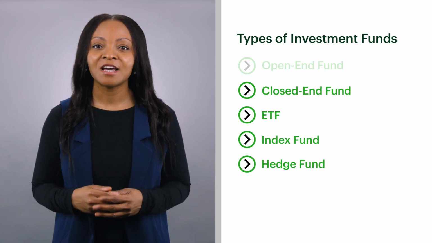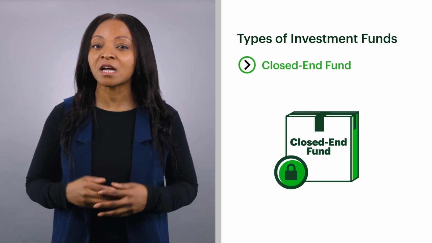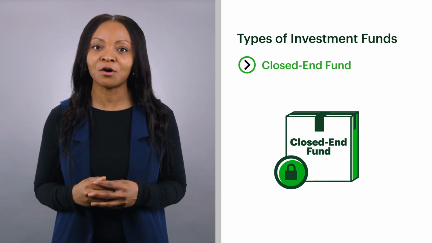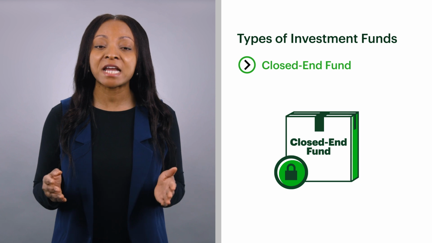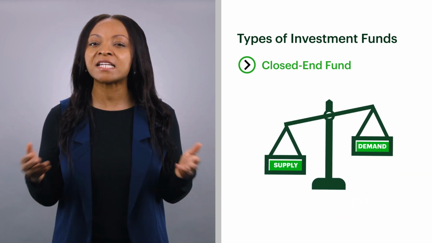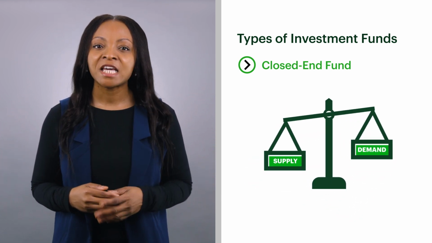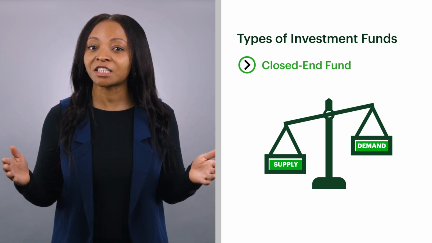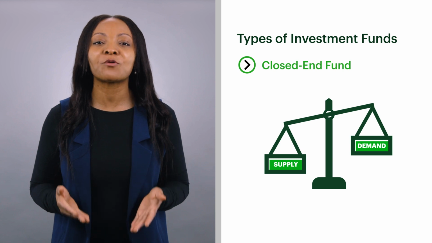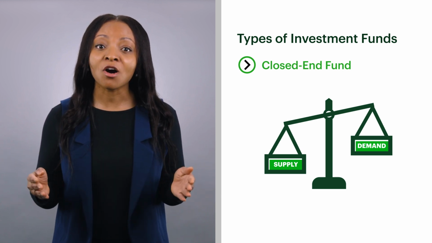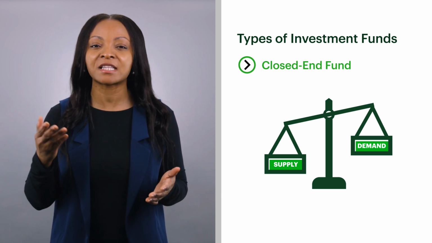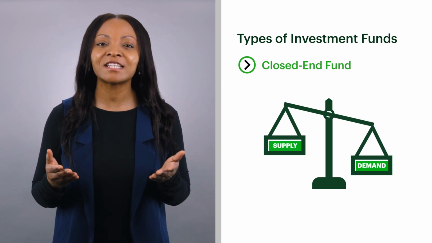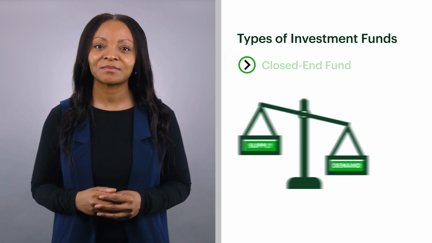Closed-end fund. A closed-end fund issues a fixed number of shares privately or in an initial public offering, IPO. Because the number of shares created is fixed, supply and demand influence the price of each share. If the demand for buying shares of the fund is higher than the supply of selling shares of the fund, then the price of the share will go up. This causes the shares to trade at a premium to the NAV of the fund. The opposite can occur as well, causing the shares to trade at a discount.